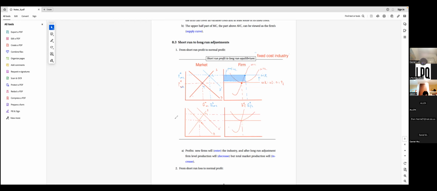What is the next step? New firms have entered into this industry, so this time I shift the market total supply curve to the right. We label this one by what? By supply prime. Okay, now let's move on. In the lower half of my graphical model, I move from E2 to E3.